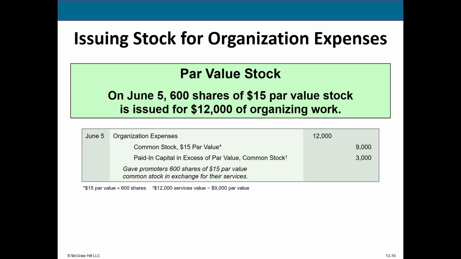So we would debit the legal fee or organization expense, 12,000 bucks. We credit common stock, $15 par value, 9,000. So 15 bucks times the 600 shares is 9,000. The difference, of course, is the paid in capital in excess of par value. So we would credit 3,000 there. So this again goes to show you that we don't always need cash for everything, but it certainly helps. Instead of paying them in cash, you can pay them in stock.